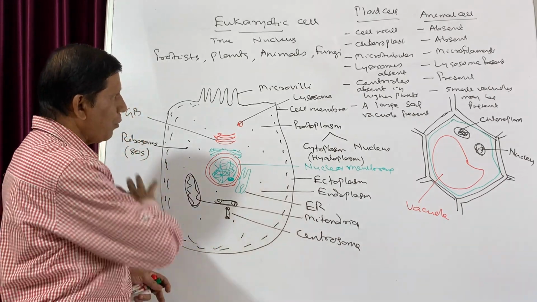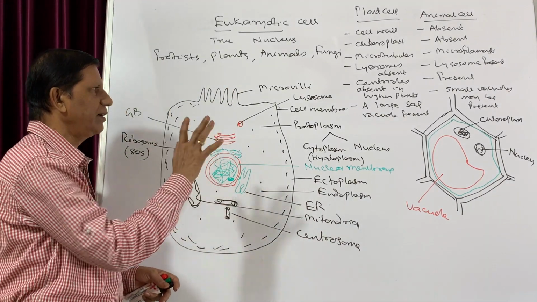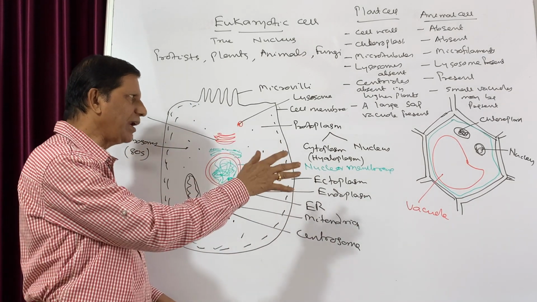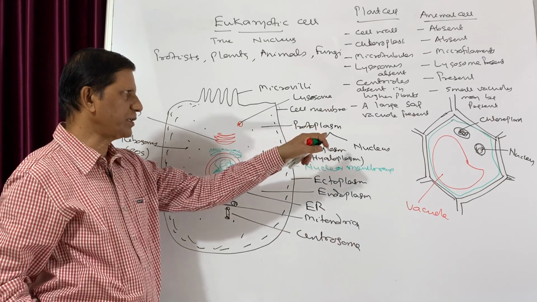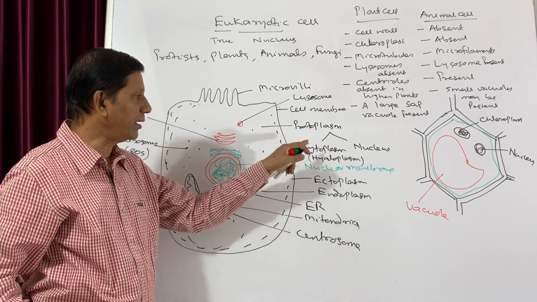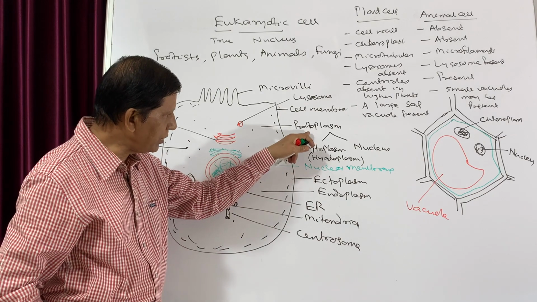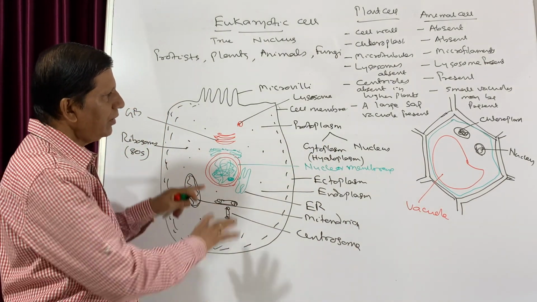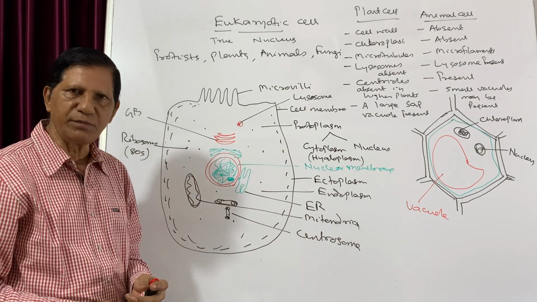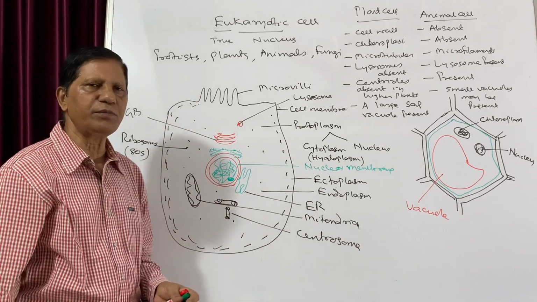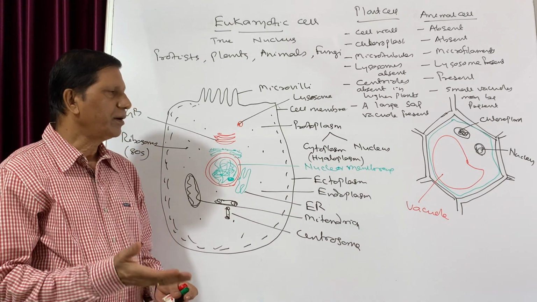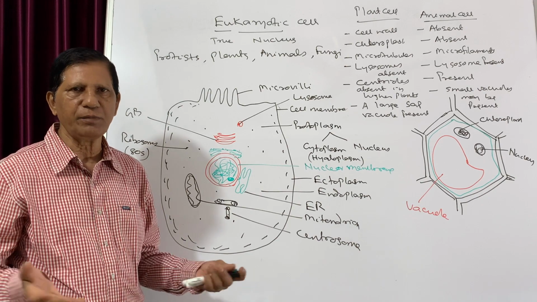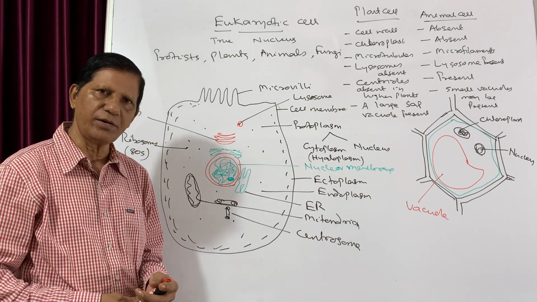So this is an overview of the eukaryotic cells. That means if it is a plant cell, it has cell wall and protoplast. And the protoplast is divided into cytoplasm and nucleus. Then all other things are almost similar. So this is only an overview of the eukaryotic cell, and in the previous video I discussed the prokaryotic cell, and you can find a lot of differences between eukaryotic cell and prokaryotic cell.